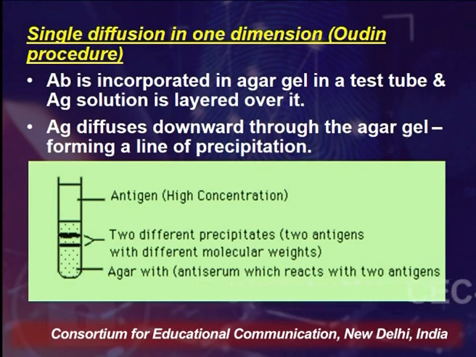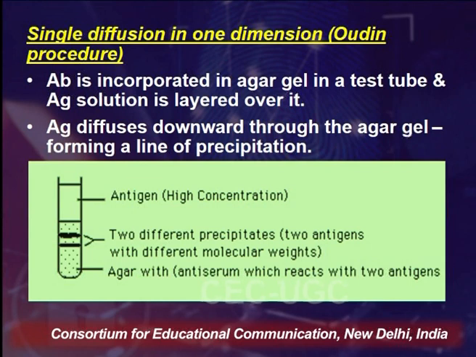As we have discussed in the previous lectures about the pre-zone, pro-zone and the zone of equivalence, whenever the antigen is put with a high concentration, the reaction will go in a single dimension downwards towards the antibody. In this case we have put two antigen solutions, so we can see two bands with two different molecular weights. That means the reaction has happened with two different antigens of different molecular weights. This is known as single diffusion in one dimension, also known as the Oudin procedure.